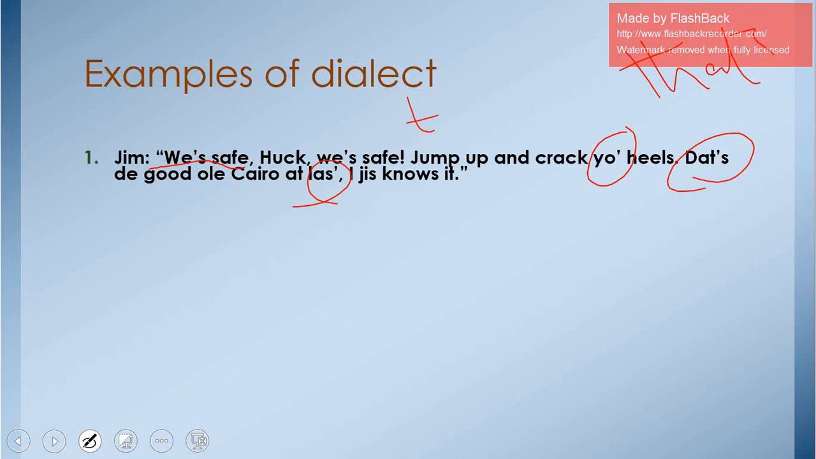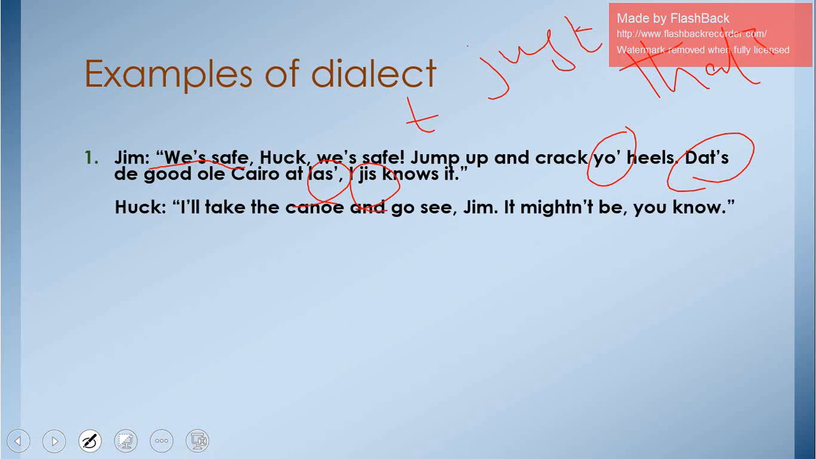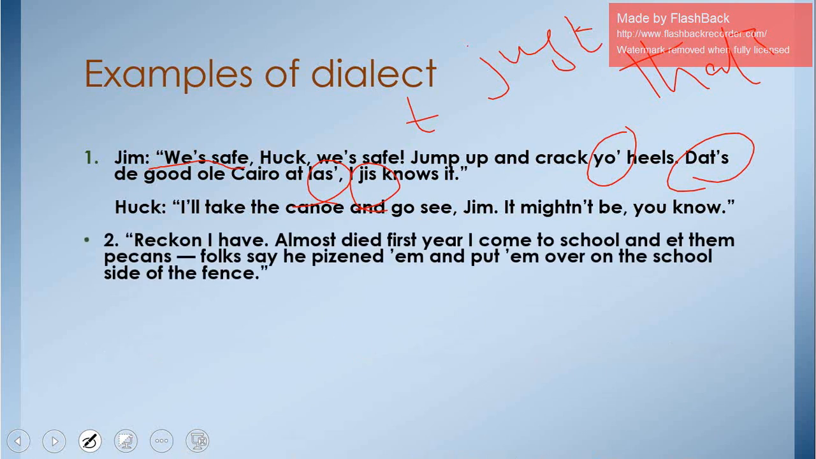Omission of T, at last. I just know it. Sound difference, and all of the differences can be seen. Huck, I'll take the canoe and go same. Jim, it mightn't be, reckon I have almost. Okay, there is another example: reckon I have almost died first year I come to school and ate them pecans. Instead of saying eat them, ate them.